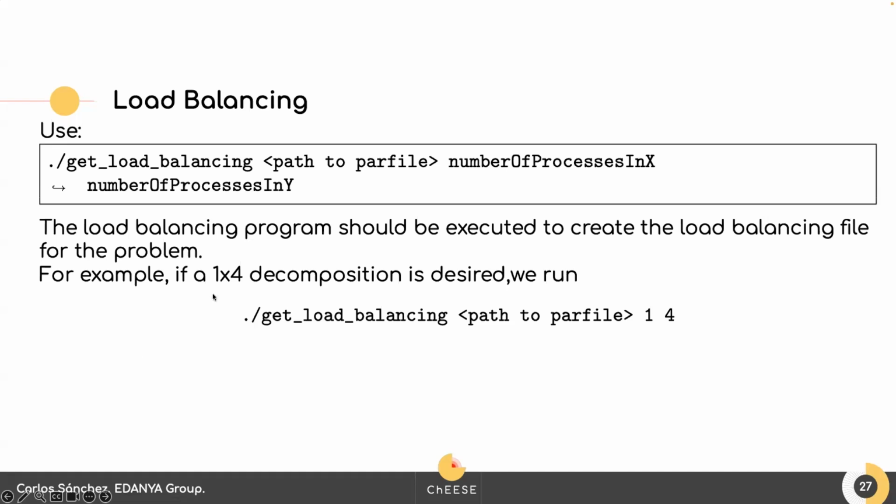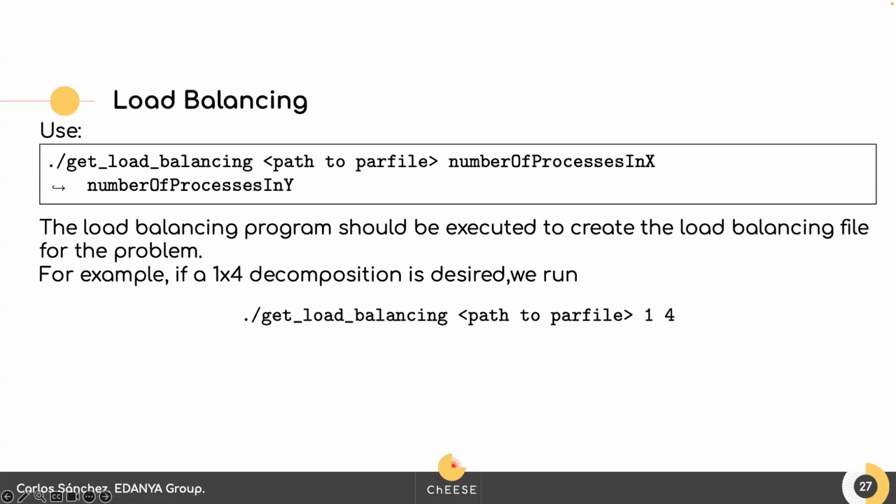So, for example, the load balancing program should be executed to create this decomposition of the domain. For example, if you have 4 GPUs and you want to divide your computational domain among these 4 GPUs, you just put get load balancing followed by the part file, and then you put 1 by 4 or 2 by 2 in order to assign different parts of your computational domain to each of the available GPUs.